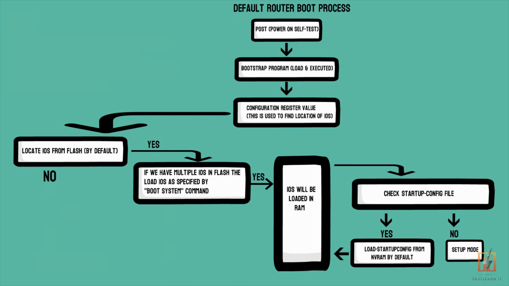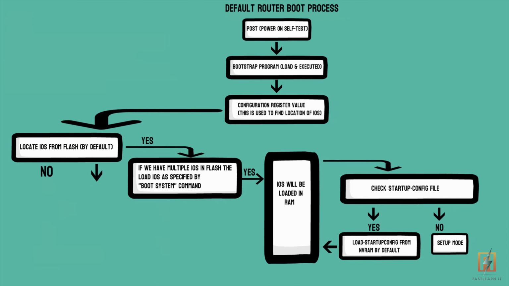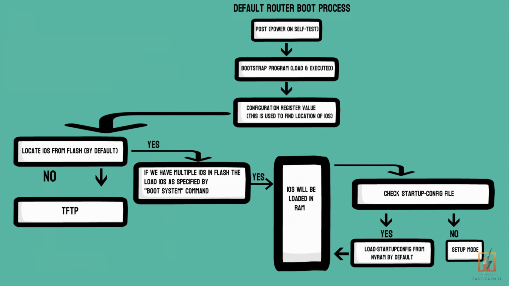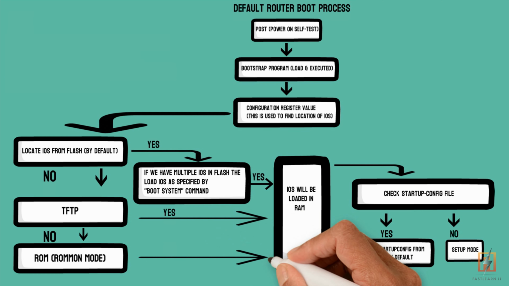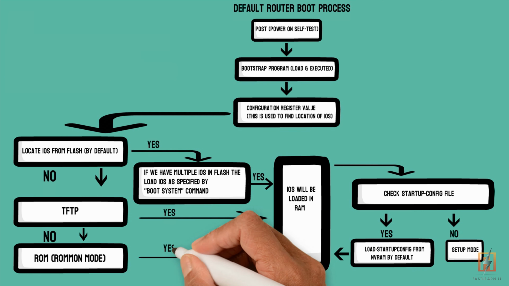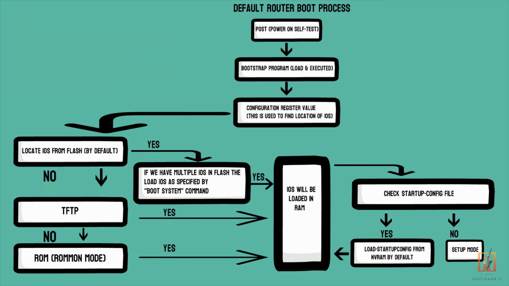Suppose the bootstrap didn't find any valid IOS in flash, then it will look to the TFTP server. If there is one, then the IOS will be loaded from the TFTP server to RAM. In case the TFTP server cannot be contacted, then the router will end up getting into ROMMON mode. And you know what ROMMON mode is? It is a stripped down version of IOS loaded from ROM to RAM. In this mini IOS, very few commands work. This is the default router boot processing order as per the default configuration register value.